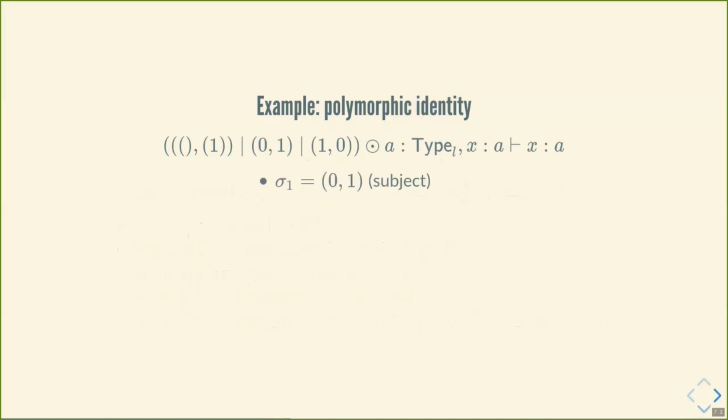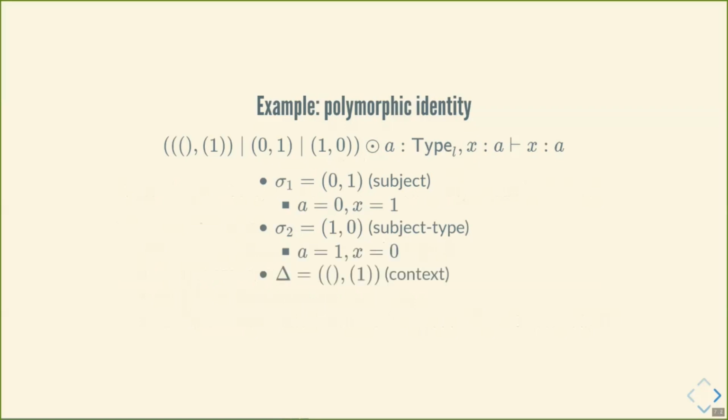So we see that sigma 1 has a 0 followed by a 1. This describes that A is unused in the subject and X is used once, with the subject being the variable X. We see sigma 2 is a 1 followed by a 0, which captures the single use of A in the subject type, which is A, and the absence of X.